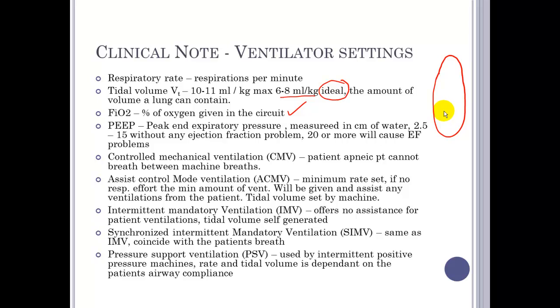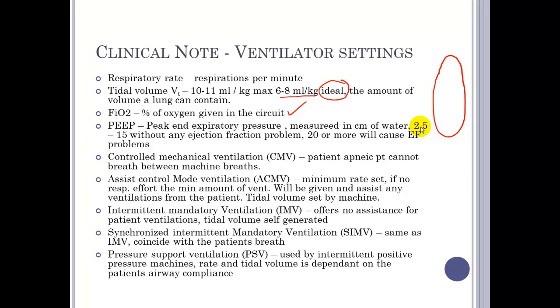Controlled mechanical ventilation. Patient is apneic. Patient cannot breathe between the machine breaths. So this type of ventilation is going to be 100% controlled, and what it'll do is it's not going to allow for any of this patient's spontaneous ventilations to come through.